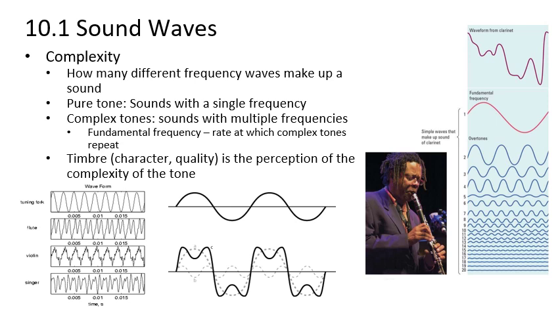When we perceive complexity, this is called timbre, which is the quality or character of a sound. And that's how we perceive the complexity of the tone. So, for example, this image on the left that says waveform, in a tuning fork, we perceive the timbre of a tuning fork to be different from the timbre of a flute, because flute has different complexity. Same with a violin and a singer. The complex waveforms all look different. And that sounds different to us. That gives these instruments the characteristic sound. That's complexity and timbre.